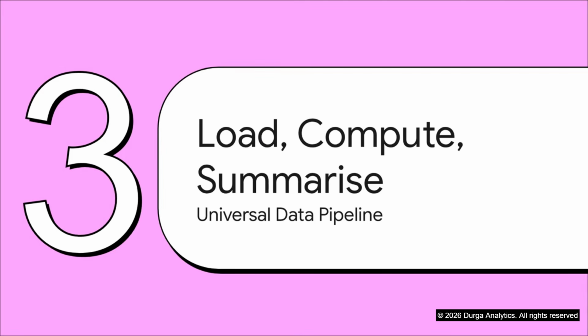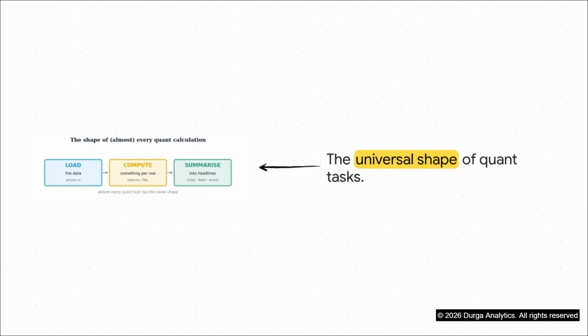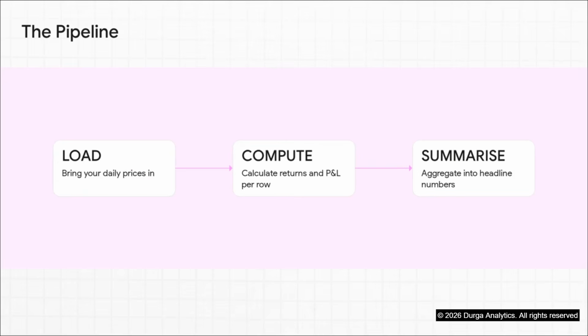All right. Section 3. Load, compute, and summarize. The universal data pipeline. This diagram brilliantly illustrates our workflow. It's simply load, compute, and summarize. Honestly, whether you're building a quick little script, a risk report, a backtest, or a massive enterprise valuation dashboard, the underlying skeleton is identically shaped. It's the universal pipeline.